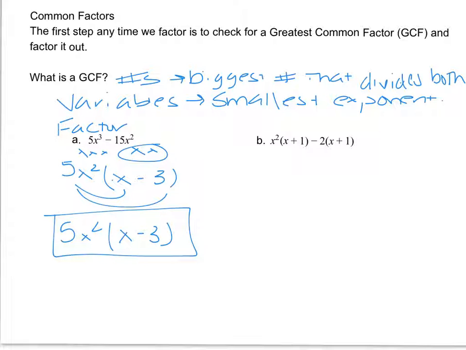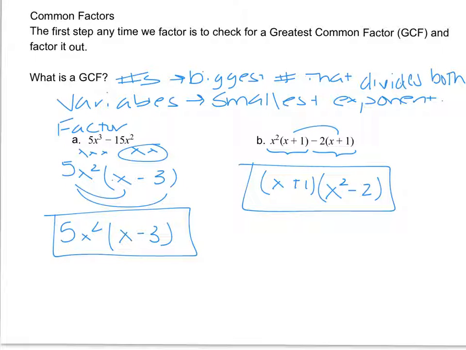All right, similar idea in B, except this time I have 2 terms. And what they have in common is this parentheses, x plus 1. So I'm going to factor out what they have in common, the x plus 1. And then I'm going to write down whatever it is that's left over. In this case, x squared minus 2. And this is the factored form of that expression.